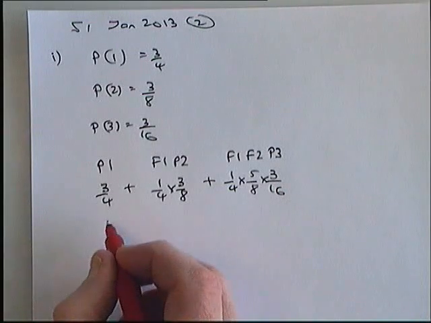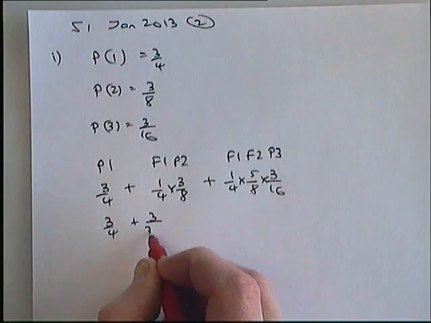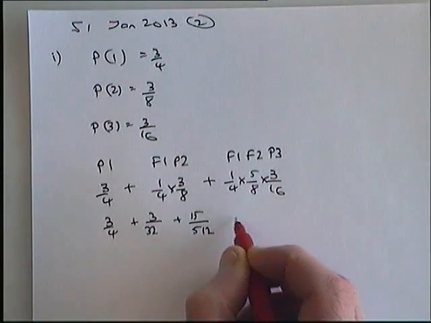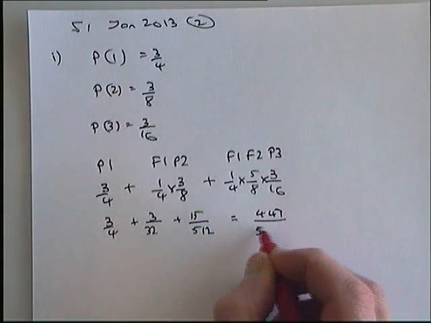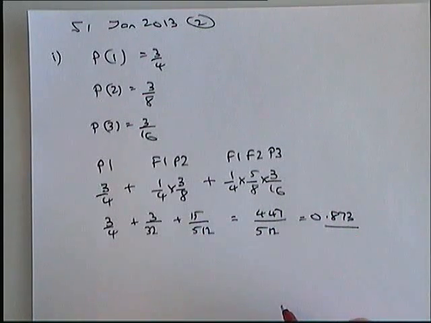And if you work that out, we have 3/4 here. We're adding on here 3/32, and the final term is 15 over 512. And if we add those together, you get 447 over 512, or as a decimal, 0.873.